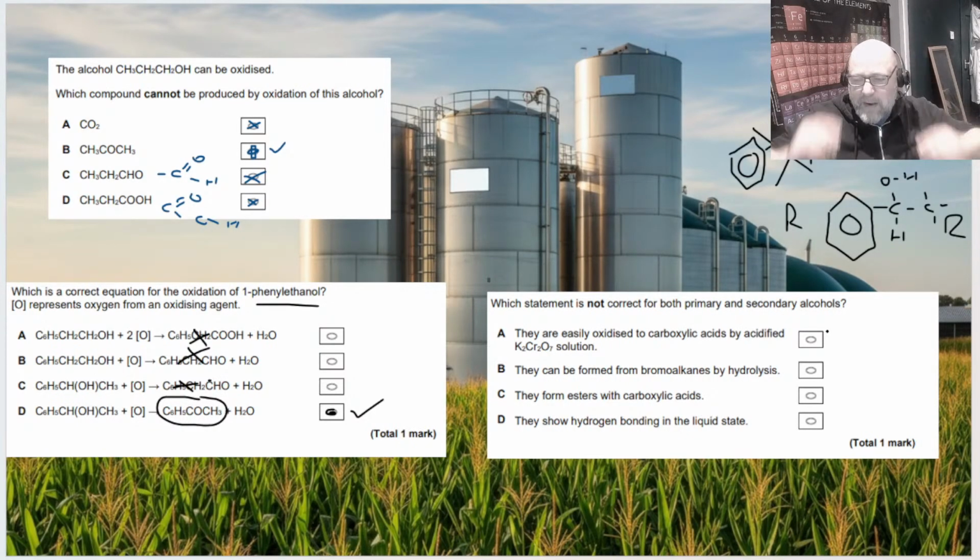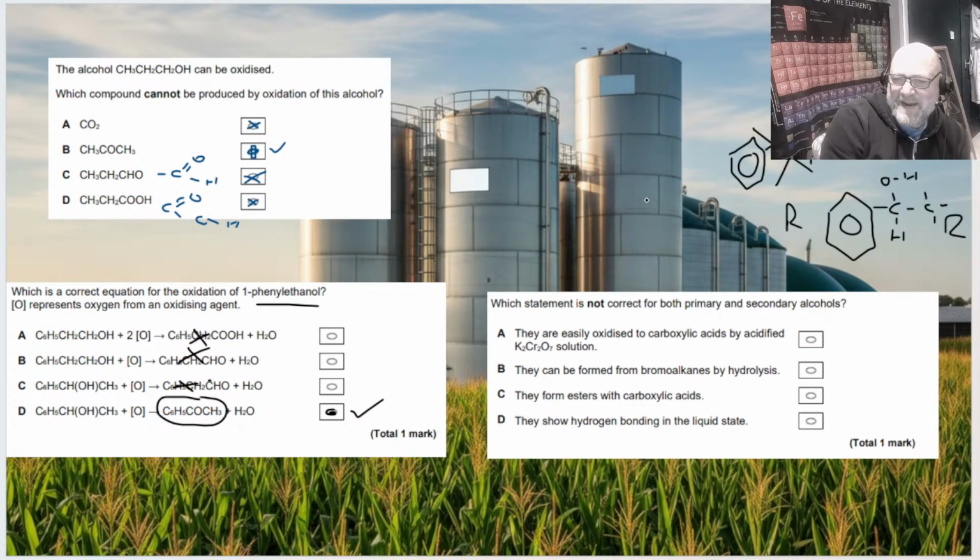Okay, I'm going to finish up in a minute, just another couple of questions and then I'm done. So are primary and secondary alcohols easily oxidized to carboxylic acids by potassium dichromate? Primary, I wouldn't say it's easy. You need to do vigorous heat under reflux. So I'm going to go no. And secondary can't be oxidized to carboxylic acids.